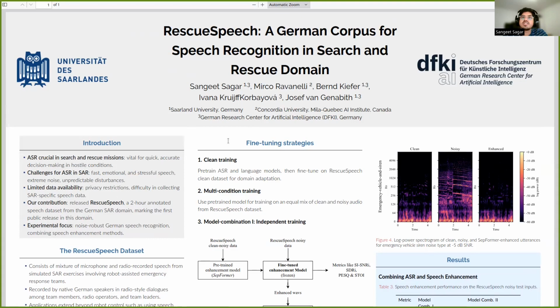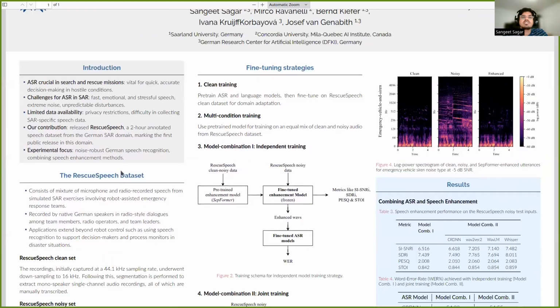This work would release an annotated speech data and propose a system with a benchmark that aims to tackle these challenges. Now let's see what this RescueSpeech dataset is. So RescueSpeech is a German speech dataset that aims to tackle the challenges of lack of speech data and robustness to the search and rescue noise, that is SAR noise, in the ASR.